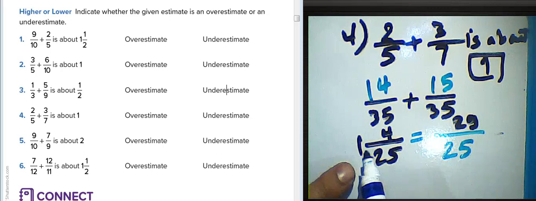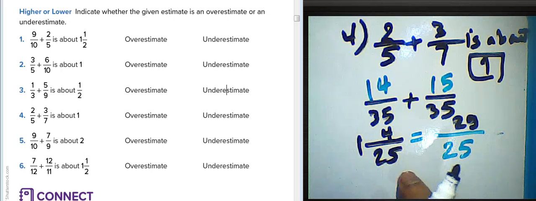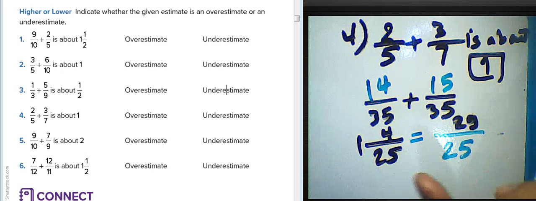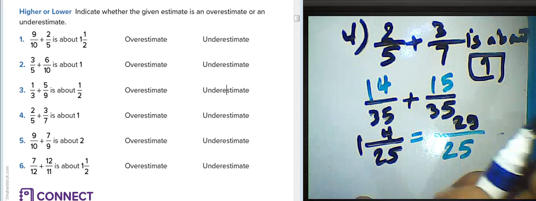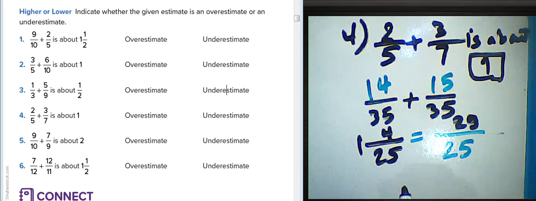And what about 4 over 35? So 1 and 4 over 35. This estimation here is an underestimate of the actual number. It's an underestimate, okay? Because 1 is less than the actual number. We can write here underestimate.